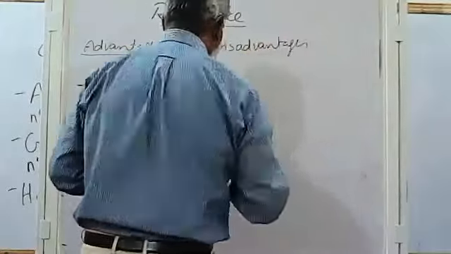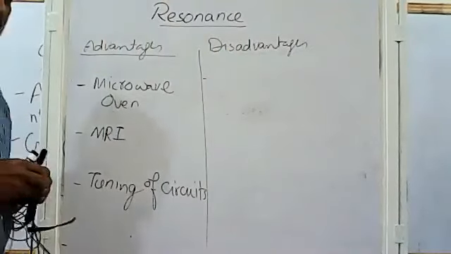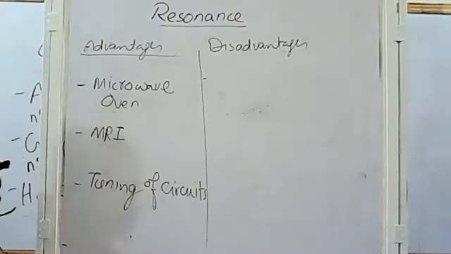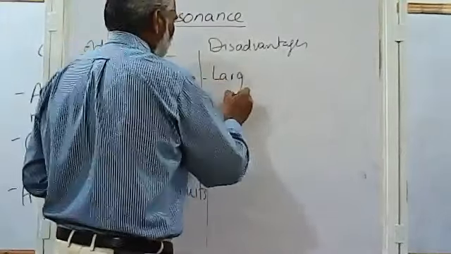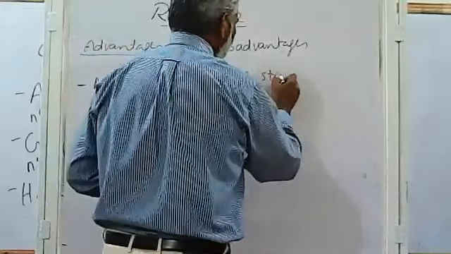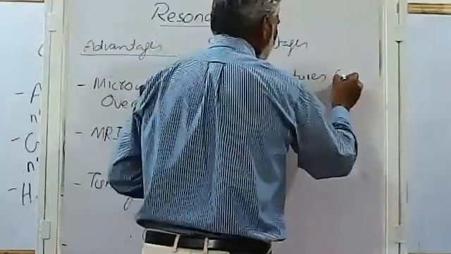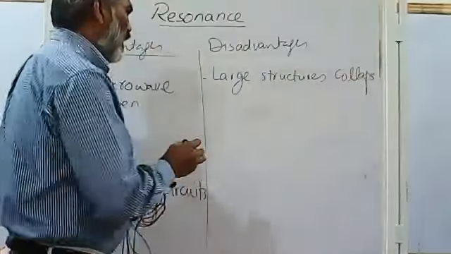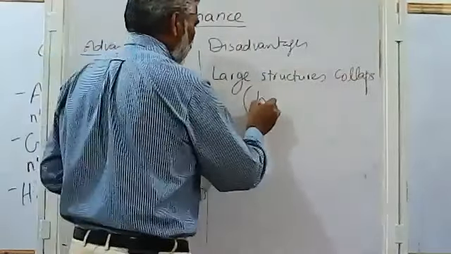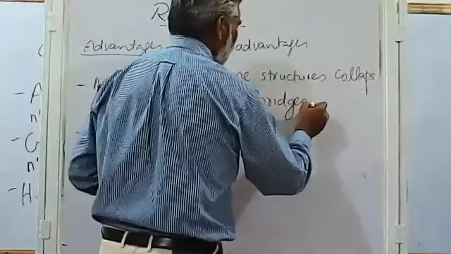And the number 1 disadvantage is that large structures start vibrating with large amplitude as a result of the periodic force. So large structures collapse. For example, bridges and buildings, bridges, etc.